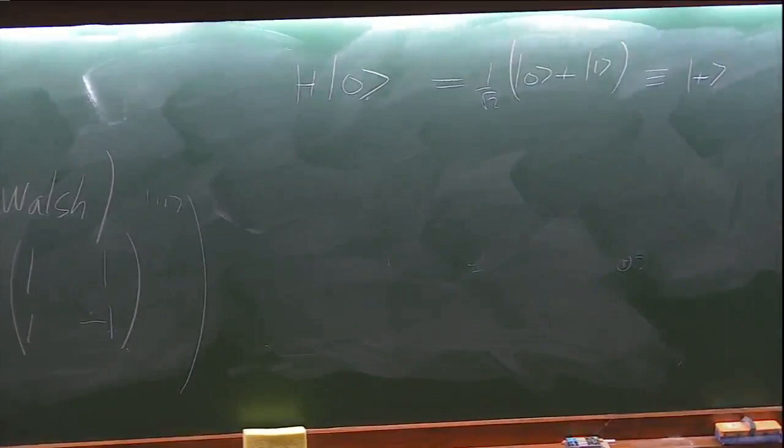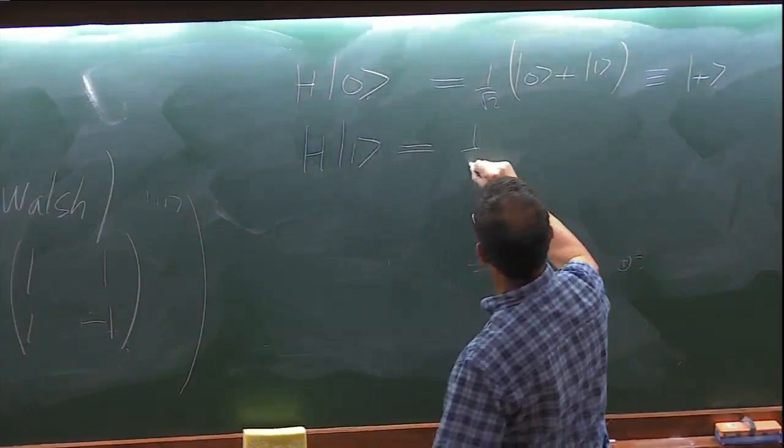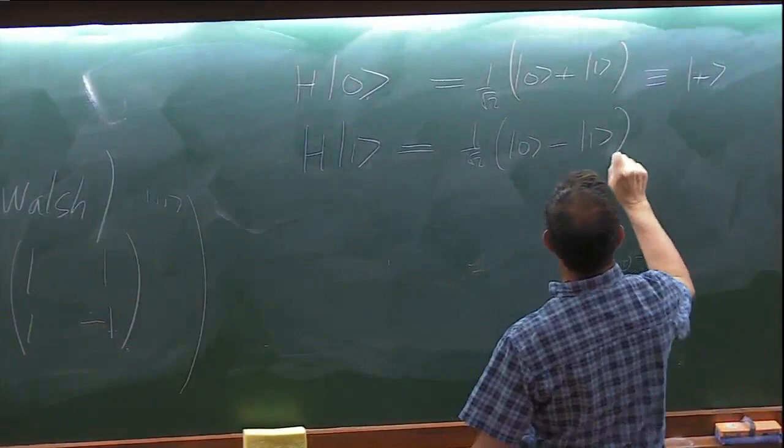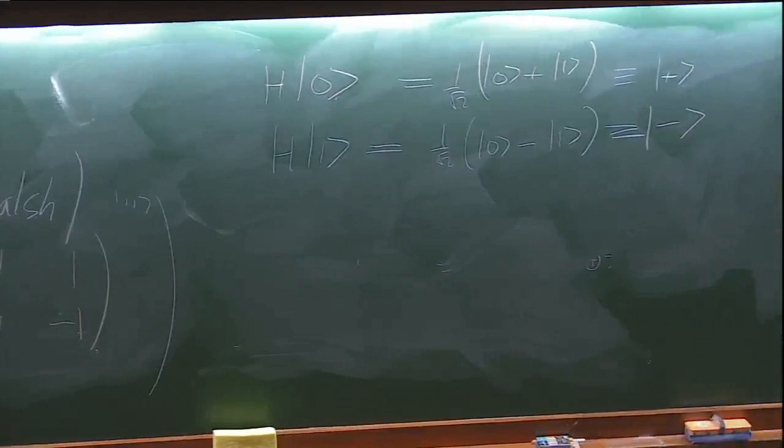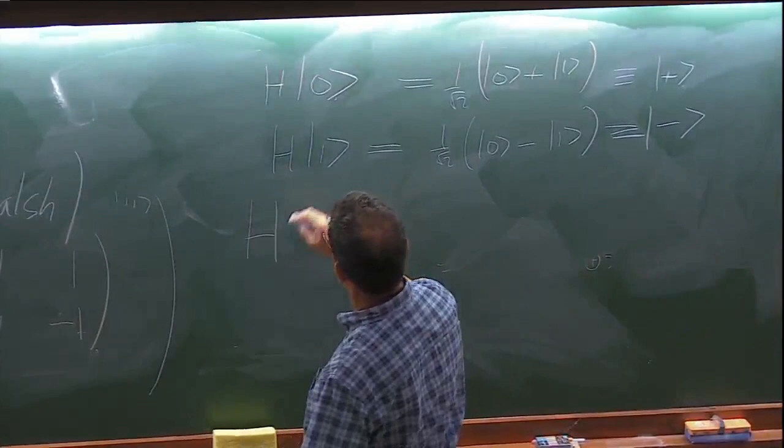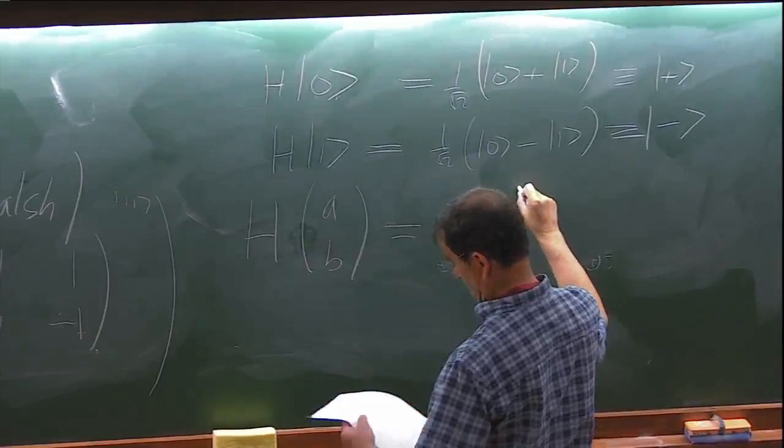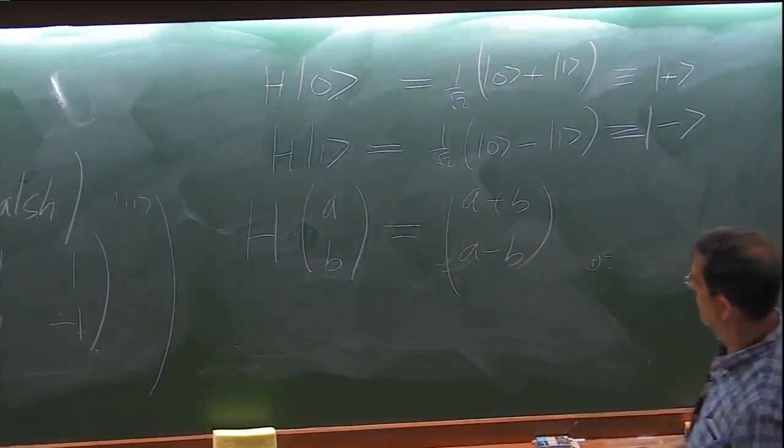Hadamard on the other computational basis state, as we said, the sign of the one component is changed, and we'll call that state minus. If you want to think in terms of vector components, H on a vector (A, B) gives (A plus B, A minus B), times 1 over root 2.